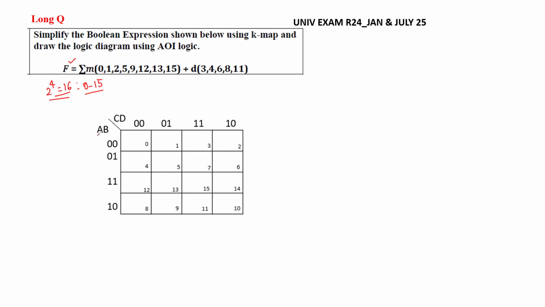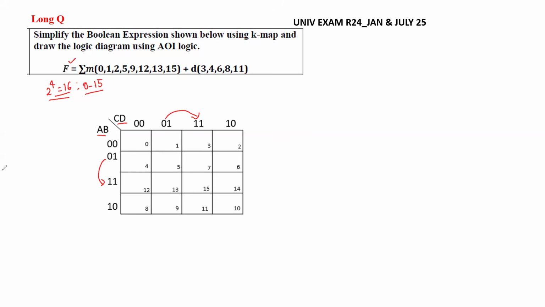A, B and C, D we are considering here as the variables, literals. So 00, 01, 11, 10. Here you know that at a time only one literal should change. That's why after 01 we don't have 10, we have 11. Similarly in the upper side also after 01 we have 11, not 10. So at a time only one literal will change.